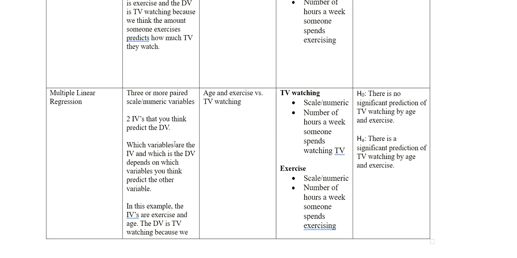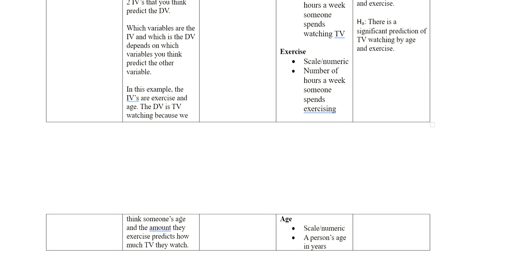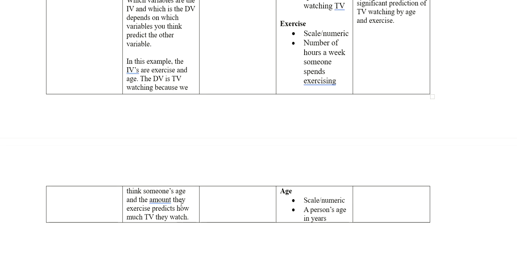So which variables are the IV and which are the DV depends on which variables you think predict the other variable. So in this example, the independent variables are exercise and age, and the dependent variable is TV watching because we think someone's age and the amount they spend exercising predicts how much TV they watch. So I think someone's age and how much they exercise predicts how much TV they watch. But you could easily flip that around.